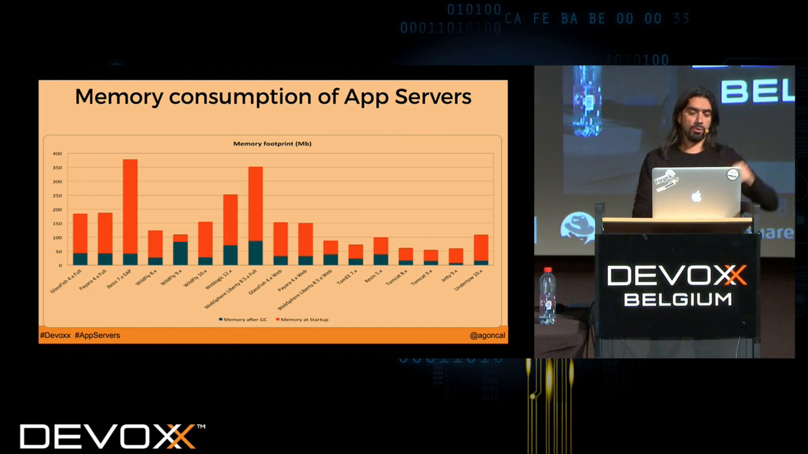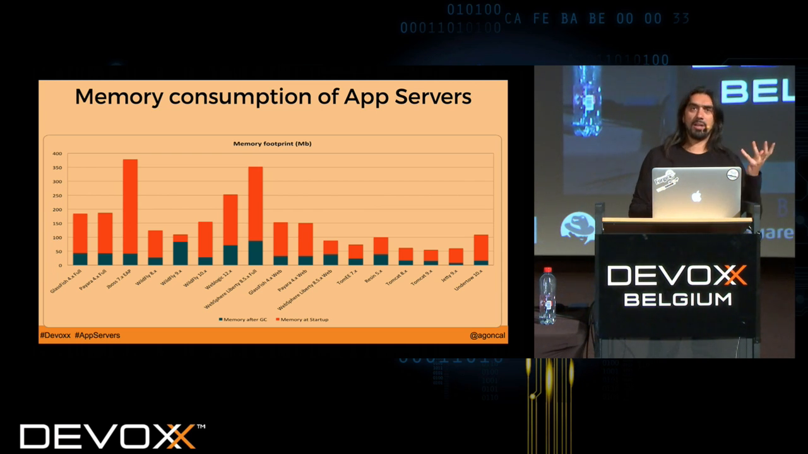Min and max, blue and red. Again, if you go to the extreme right, you see that Tomcat consumes 50 megs at the most in memory. But WildFly 9 consumes 100. JBoss 7 EAP consumes 350. But they've released a new release, so I think they've improved that, because I was talking to them many months ago. Even WebLogic is not that bad in terms of memory.